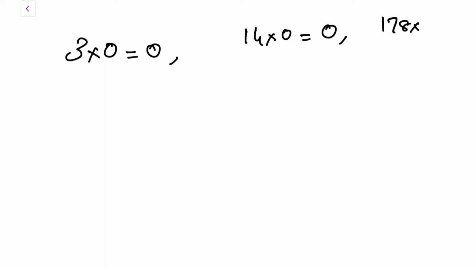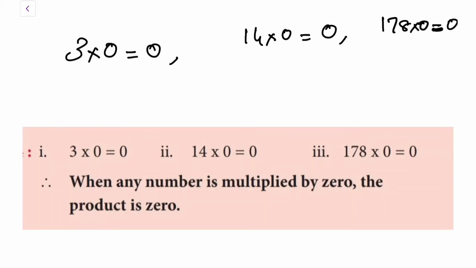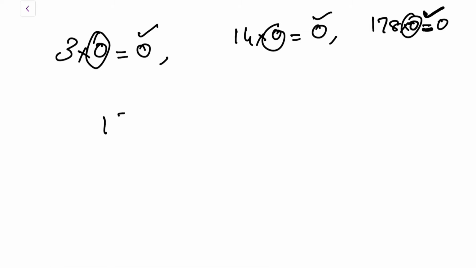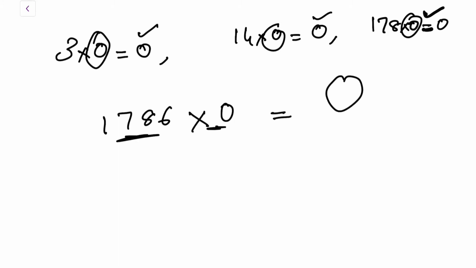Now, 3 into 0 is 0. 14 into 0 is 0. 178 into 0 is 0. Okay? Here's your next property. When any number is multiplied by 0, the product is 0. Easy property, right? Any number that is multiplied by 0, the product is 0. You can take a big number, 1786, 1780, multiplied with 0. The moment this number is multiplied with 0, the product is 0.